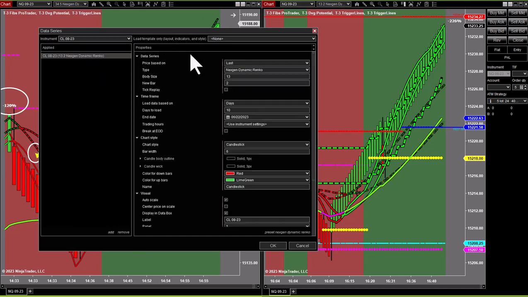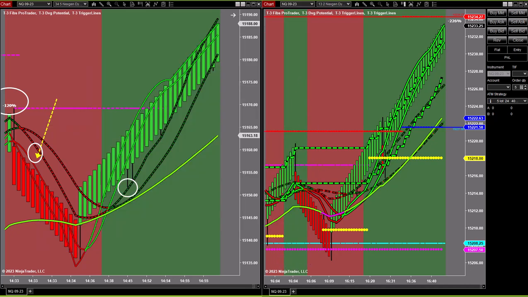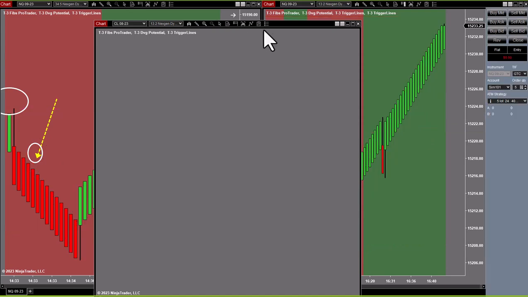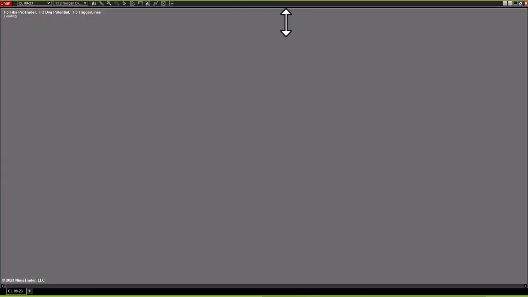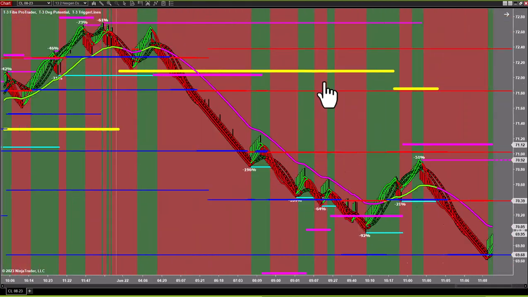All right, what do you want to see? Crude oil, 13.2 chart. I'll put the generic one on it first. Generic dynamic Renko bar. Oh, I'm not connected to data. Hang on. My program was using my other connection here, so bear with me a second. Okay, crude oil. You ready?